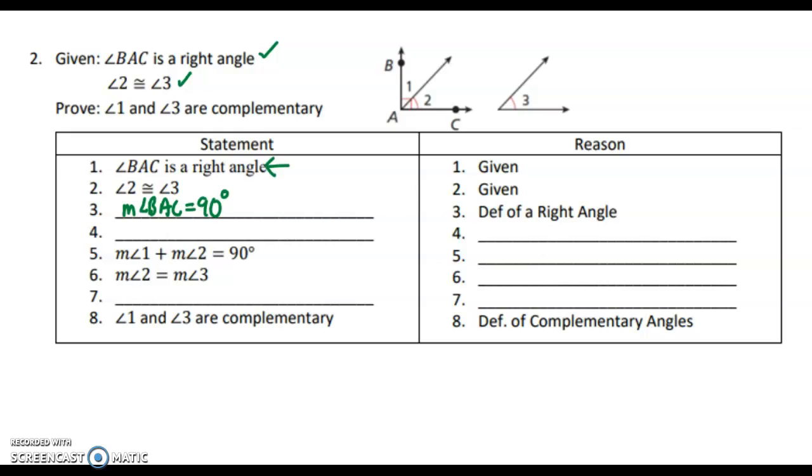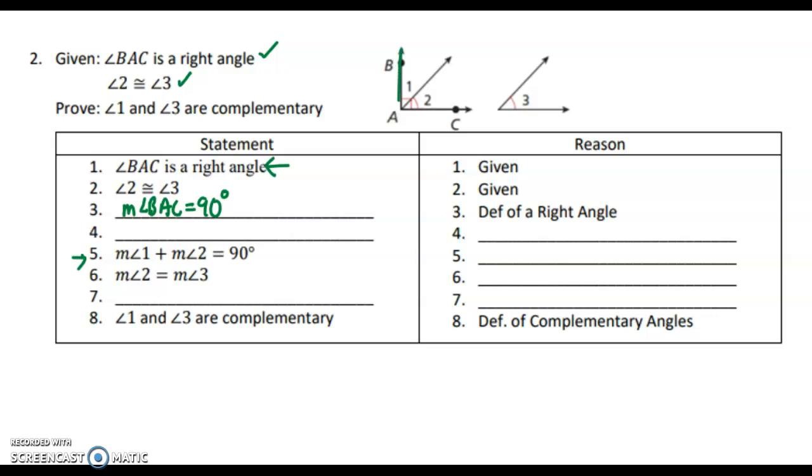Okay, so now line 4, I'm sorry, doesn't really tell us much. We don't have anything on the statement or the reason side. So if I'm not sure where I'm going until I get better at formulating a proof, I'm going to look at the next line and be like, okay, this is where we're going, so what's the in-between step I need to get there? I've got to build a bridge. So line 5, we need measure of angle 1 plus measure of angle 2 equals 90.